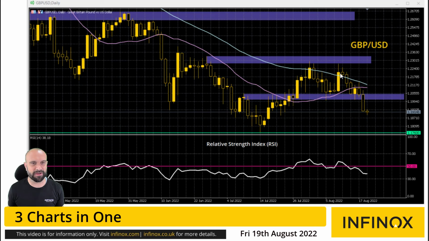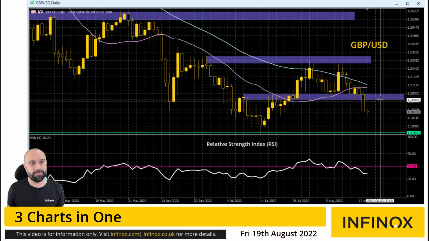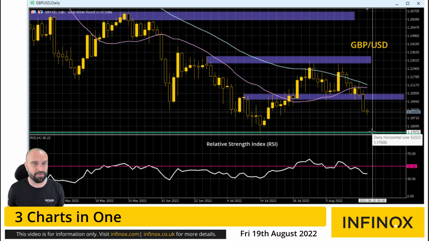What we've seen is this dollar strengthening throughout the past week, and that's pulling cable lower. We can see this, and it's now broken decisively. Big, strong negative candle yesterday. You can see that breakdown of the support at 120 big figure. That was a big reaction low that we saw a couple of weeks ago, and that has now been broken, and that now opens the lows again, the July lows at 117.60.